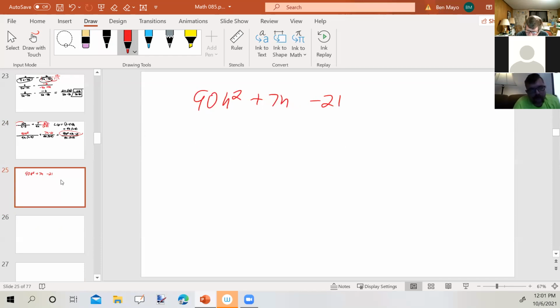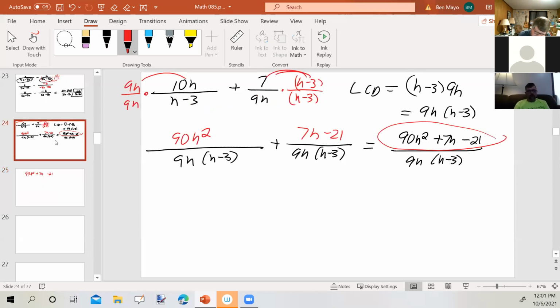It doesn't have a leading coefficient of 1. It's not a perfect square. So I'd have to use grouping or trial and check. Well, you know what? That just seems like an awful lot of work. So I'm going to give you an alternative method to deal with this. Let's go back here.